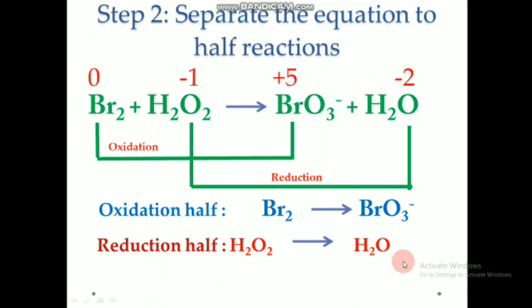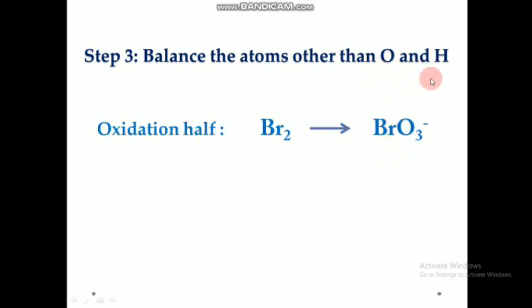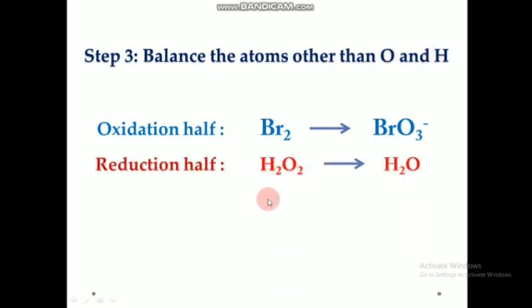Moving on to the third step, balance the atoms other than oxygen and hydrogen. First we will think about atoms other than oxygen and hydrogen, then we will balance oxygen and hydrogen. In Br2 gives BrO3 negative, both sides have a different number of Br atoms. On this side it has 2 atoms, here it has just 1 atom. So we need to balance that by adding a 2 here. So now on both sides we have 2 bromine atoms. And in H2O2 gives H2O, there are no atoms other than oxygen and hydrogen, so we don't have to do anything here.